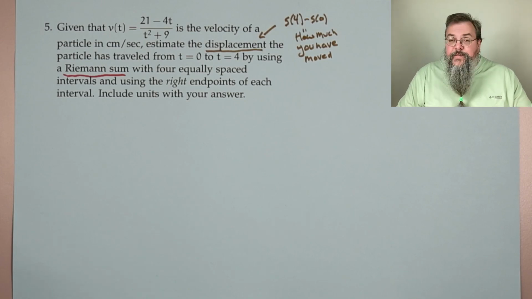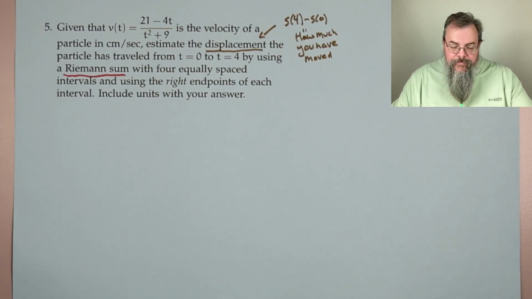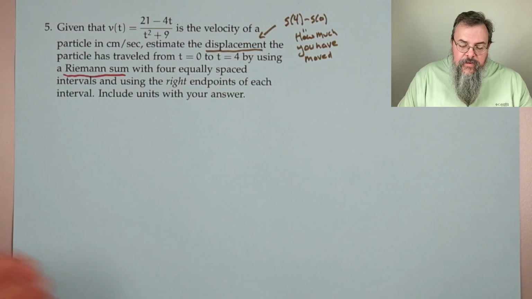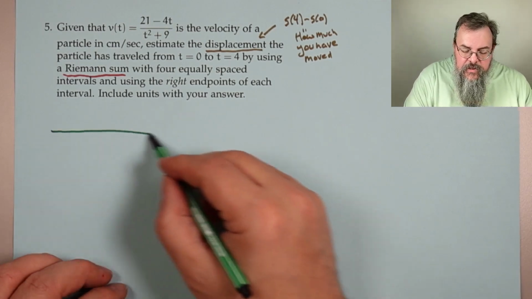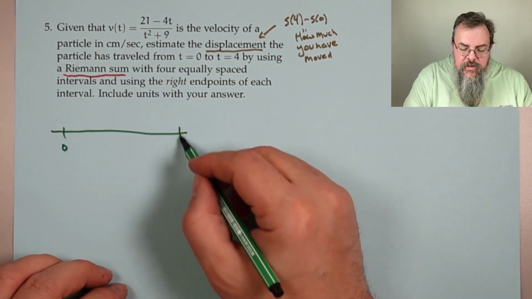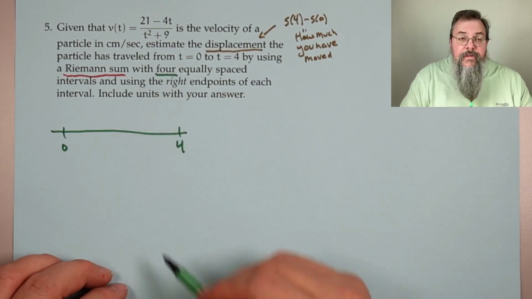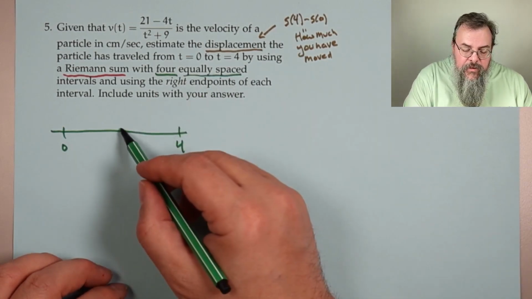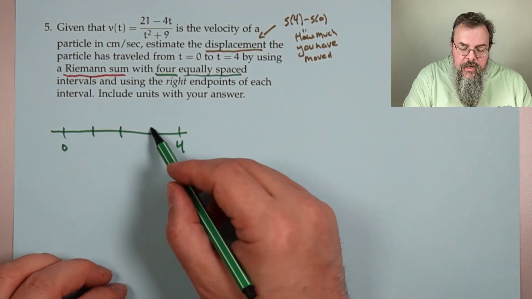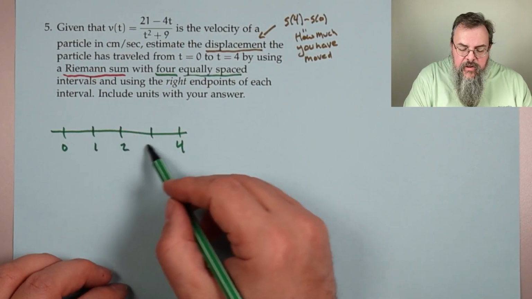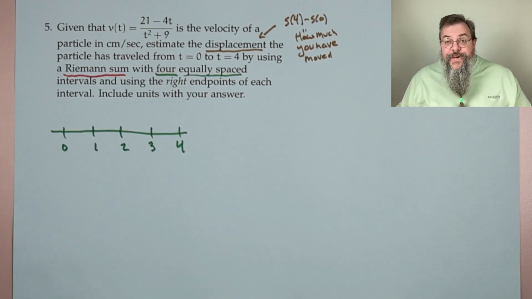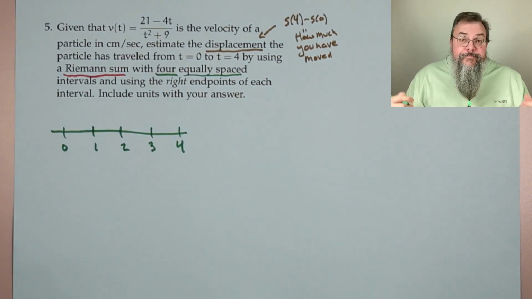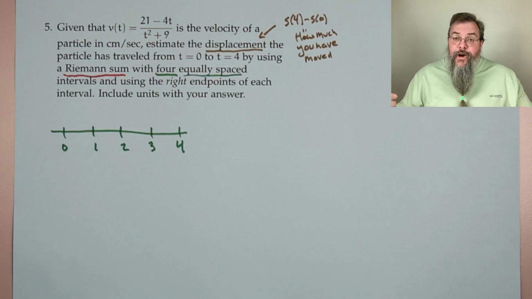All right, so here's our idea. We're going to have time 0 to 4. So let's sketch 0 to 4. How many pieces? 4, and they're equally spaced. So we're going to chop this up into 4 equal parts. It's not too hard to think, how do you chop 0 to 4 into 4 equal parts? Well, you go 0, 1, 2, 3, 4. All right, that wasn't so bad. No, it's not bad at all.